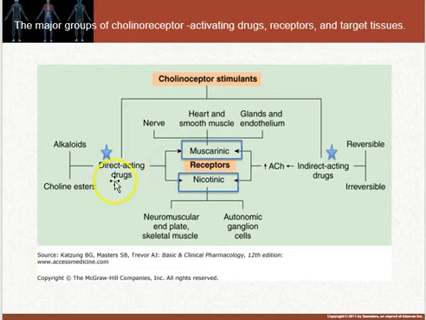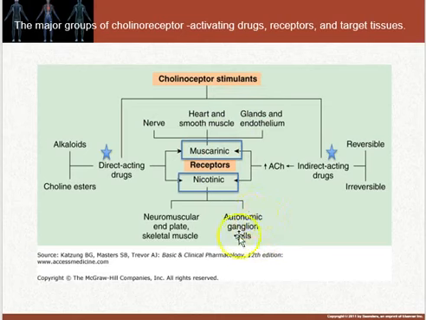You can do it directly by supplying acetylcholine. There are drugs that look like acetylcholine. These would be the direct acting drugs that are agonists of either or both muscarinic and nicotinic receptors. There are drugs that are indirect acting agonists, and so these are drugs that inhibit the degradation of acetylcholine by inhibiting acetylcholinesterase. And so there are some of the effects that we discussed in terms of the heart and smooth muscle, as well as the glands that are governed by acetylcholine stimulation.